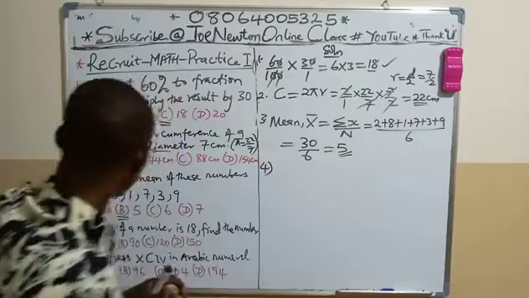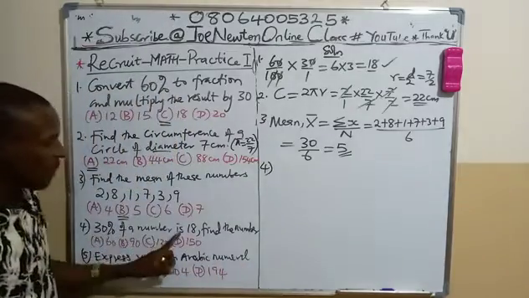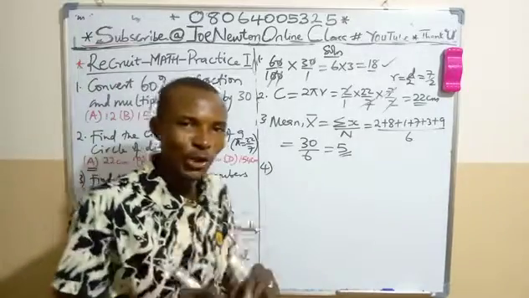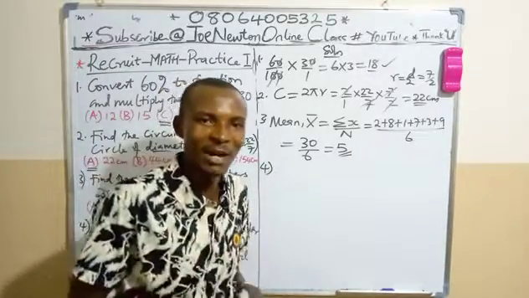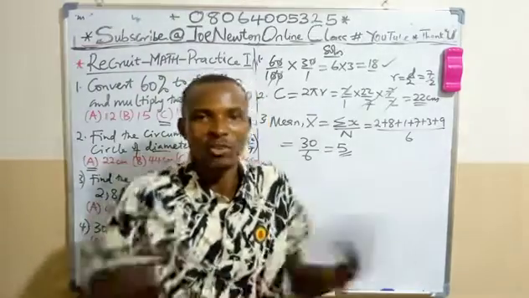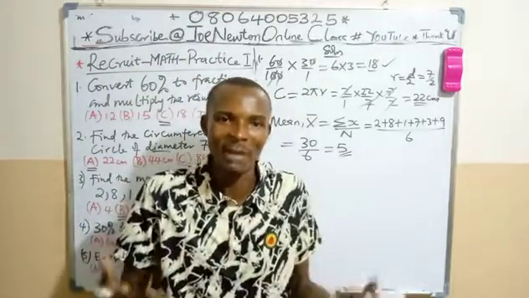Number 4 says, 30% of a number is 18. Find the number. 30% of an unknown number is 18. Find the number. Let us call the number n, because we don't know the number. You can use any alphabet for the number. You can say, let the number be x or y.